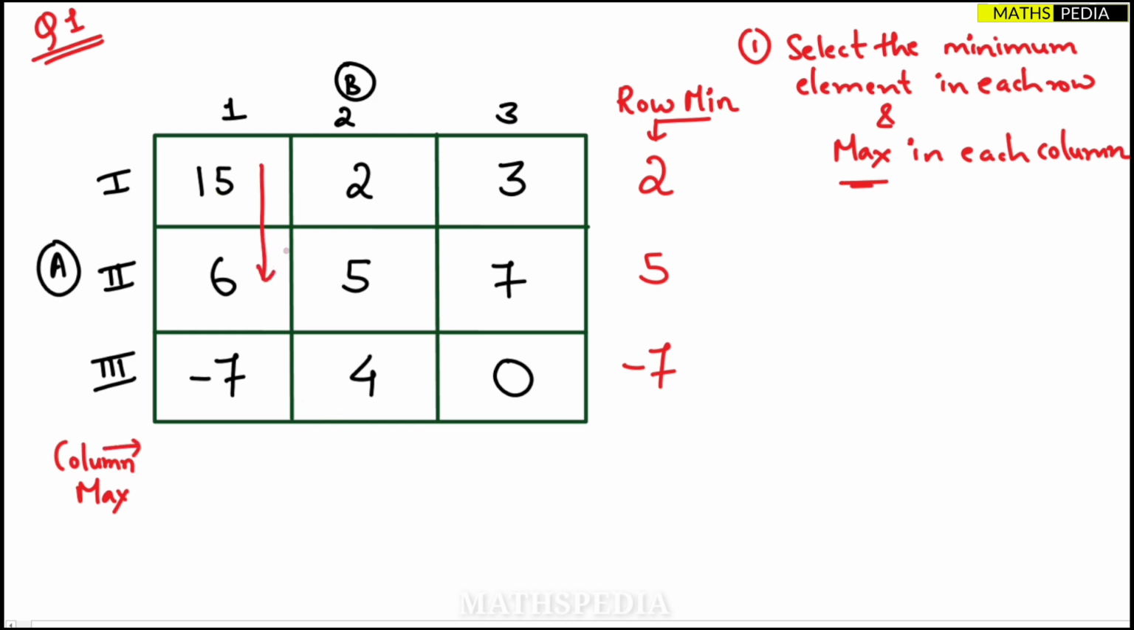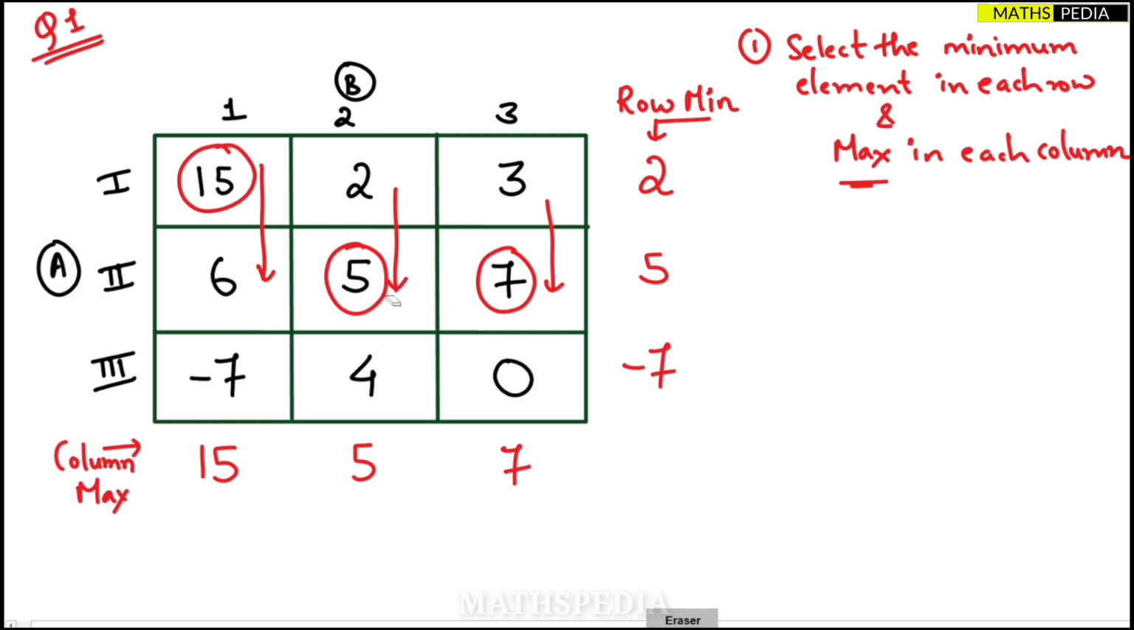So first column, if you see 15, 6 and minus 7, obviously it is a negative number. Oh sorry, here don't get confused, column is related to max, column max, row minimum, remember. So here the maximum number we have to write, don't write minimum, write the maximum number in the column. Second column, here we have maximum number as 5, right? Third column, maximum number is nothing but 7, so write it over here. So we are done with the first step, finding row minimum value and column maximum value.